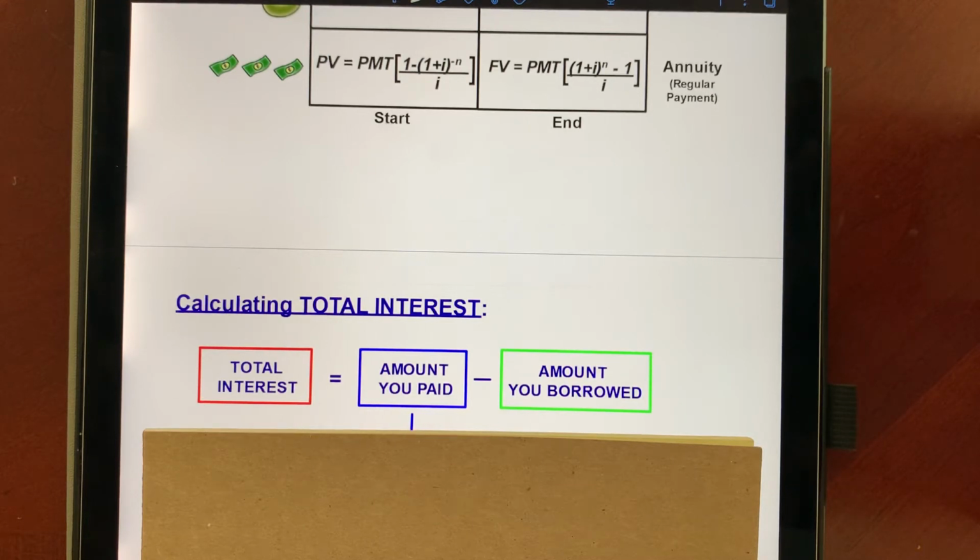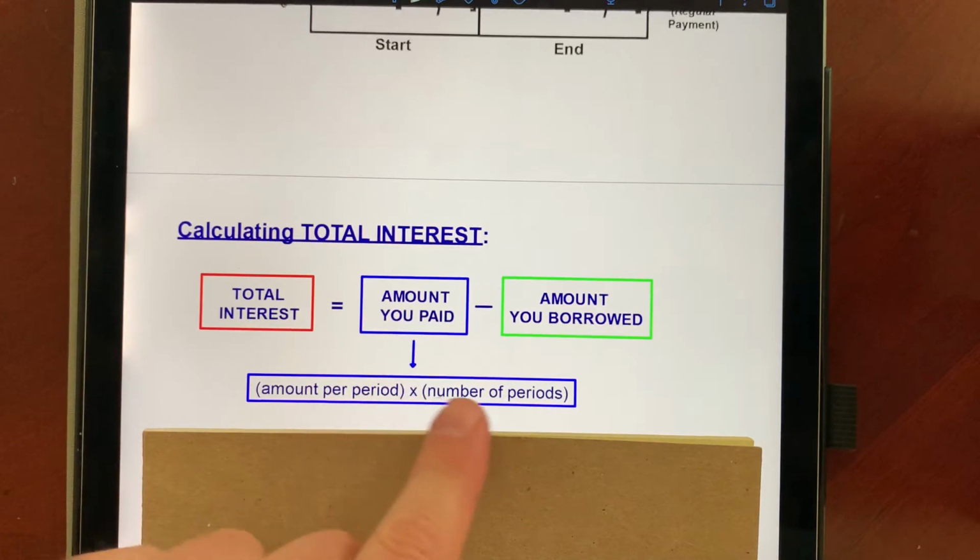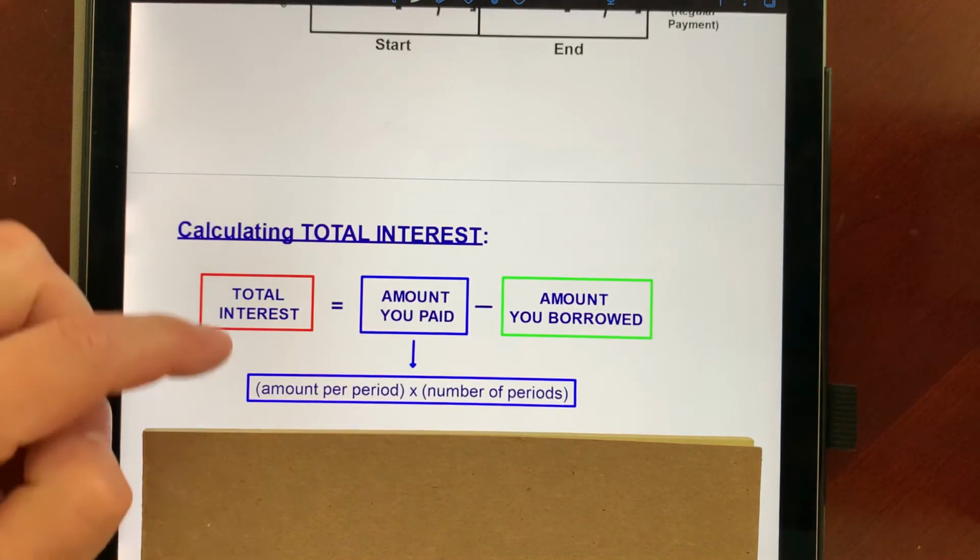I just need a little bit more common sense. If I borrowed $5,000 and had to pay back $5,800, it's $800 in interest. Seems pretty simple. Just that sometimes when we have regular payments, I have to figure out how much I paid in total. Like if I paid $100 every month for a year, that's $1,200, right? So you have to figure out a little bit first. Okay, let's do an example.